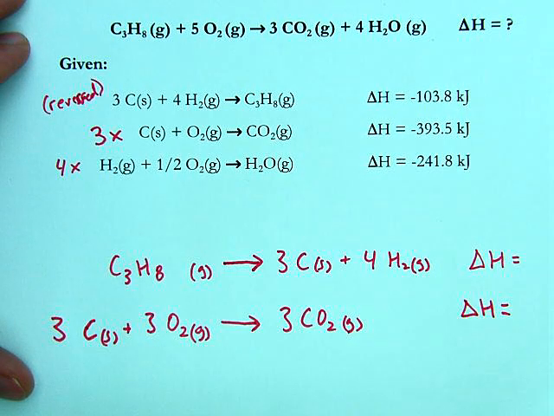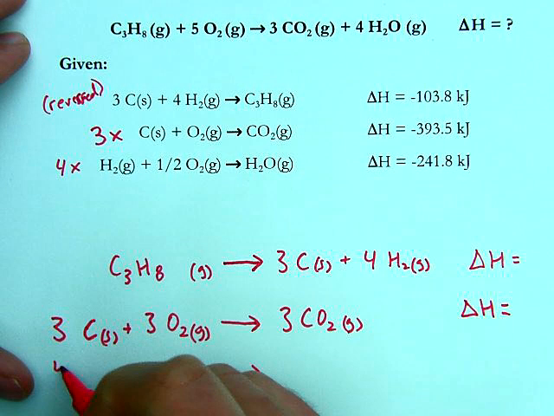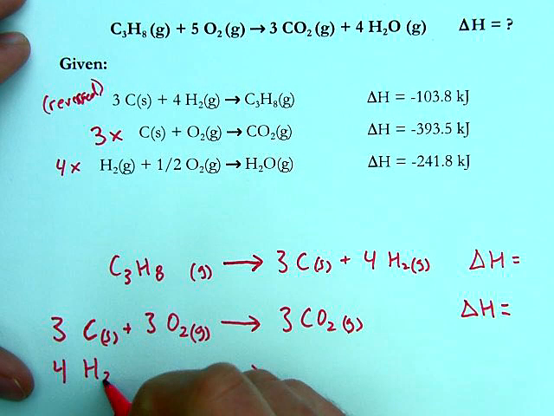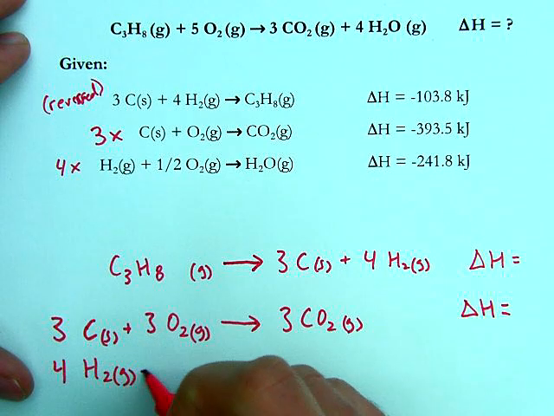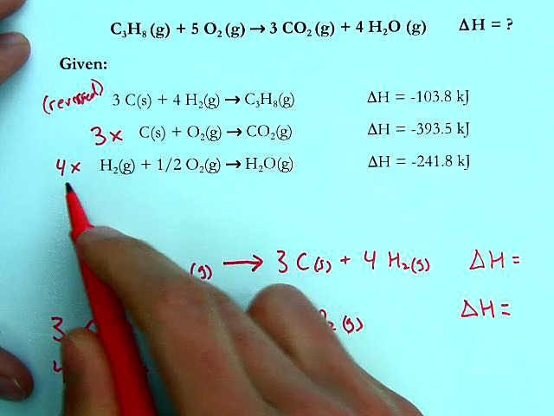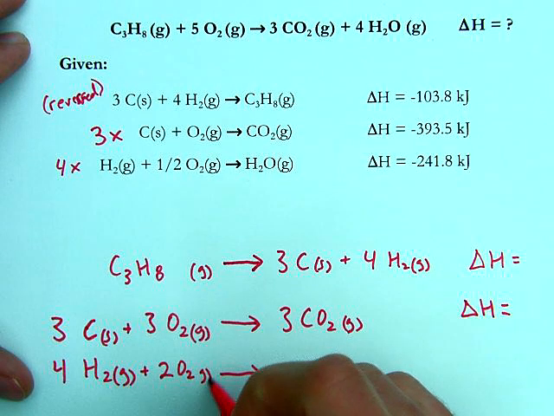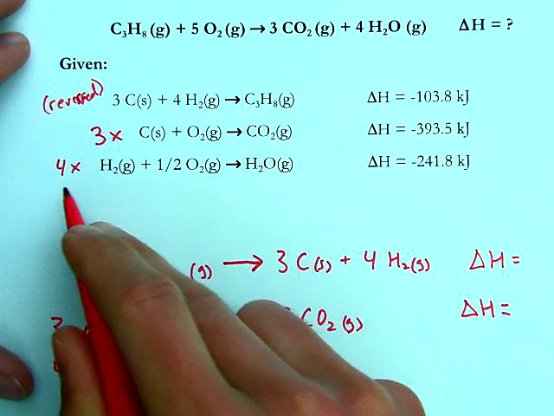All right, so I just multiplied the whole equation times 3. And then finally, I have this equation times 4. So I'm now going to have 4 H2s. A half times 4 is 2. So that's 2 O2s. And then on the right side, 4 waters.